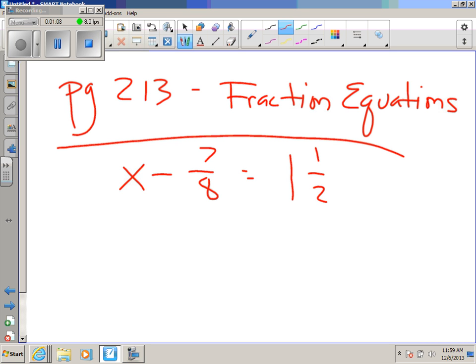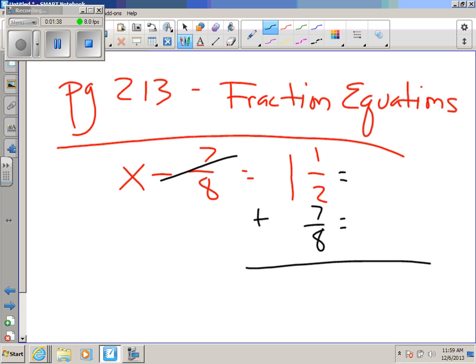When we think of equations, we think of variables. Our variable in this particular problem is the variable x. In order to find out what x's value is, I need to do the opposite of what's currently happening to it. What is currently happening to x? We are subtracting 7/8. The opposite of subtracting 7/8 is what? I'm going to add 7/8.